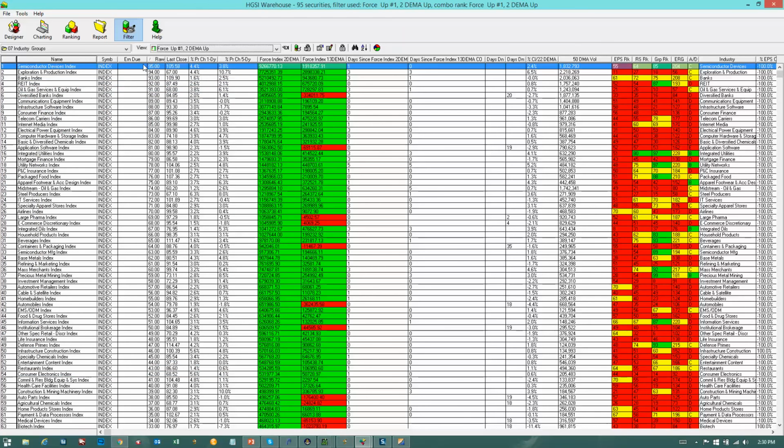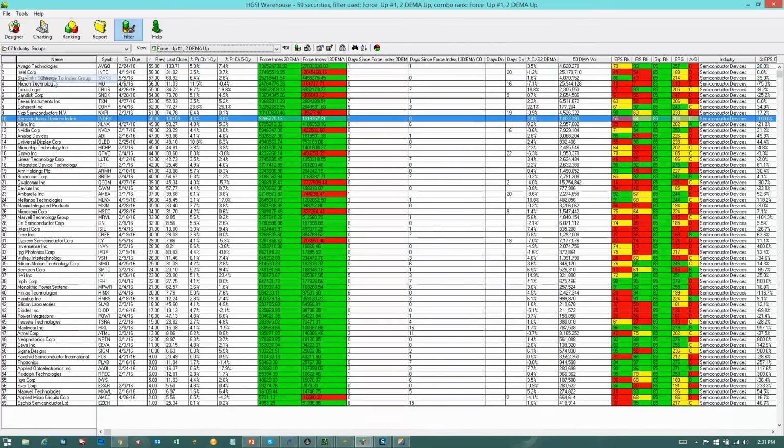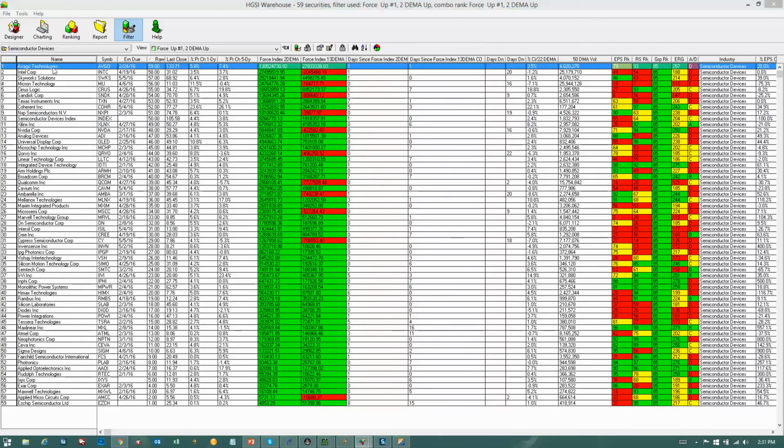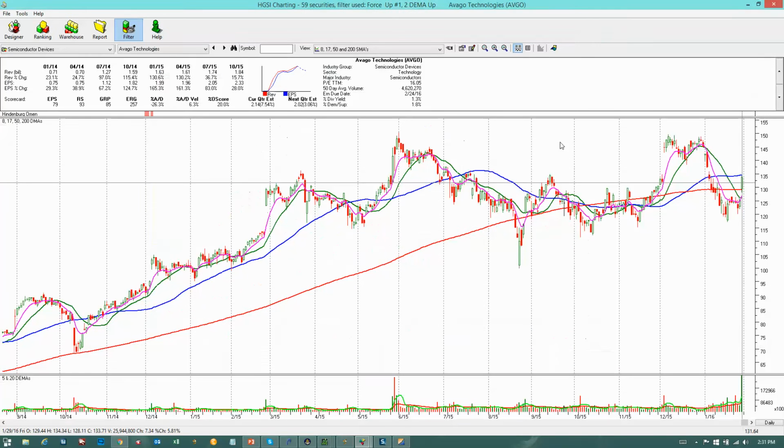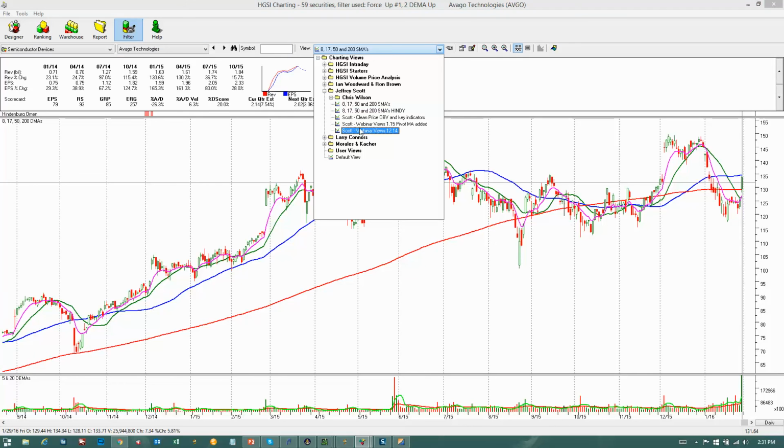So let's see the things that are moving. We've got semis, some energy, interestingly, banks, energy services. Now remember, this is a very short-term momentum indicator. Semiconductors, I mentioned some technology. Let's take a quick look and see if there are any of these that we might want to put on our buy list. We'll go to my busy chart.